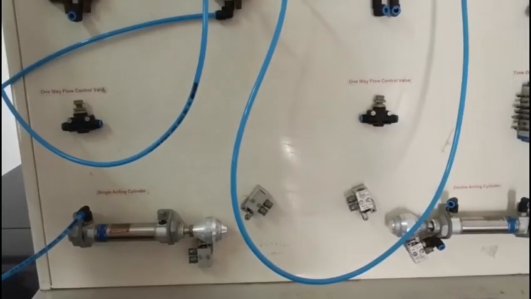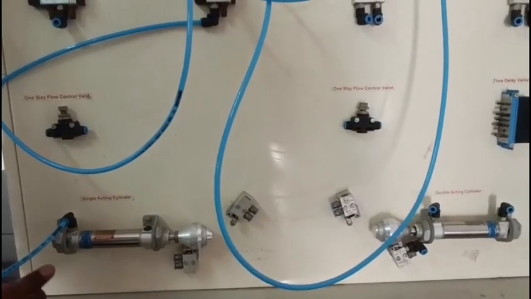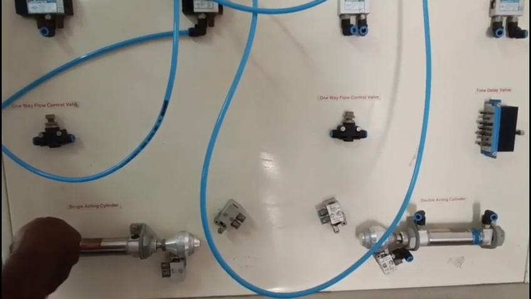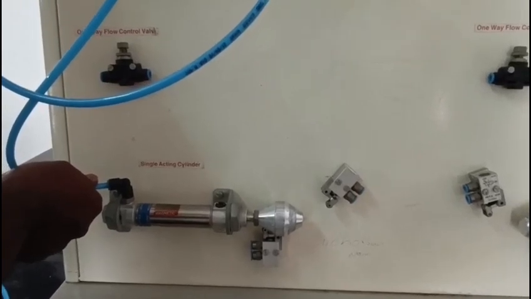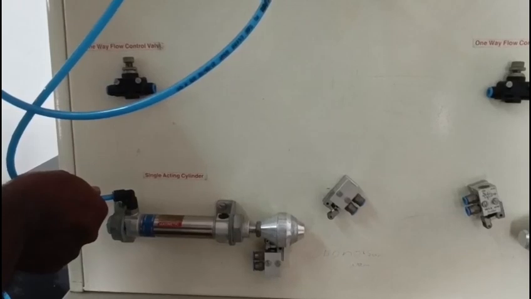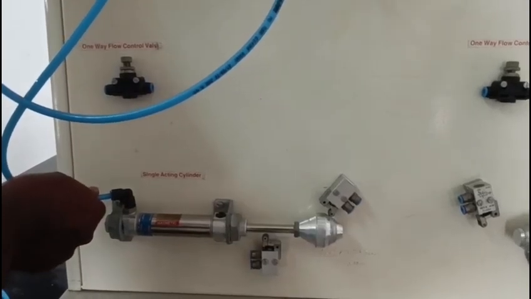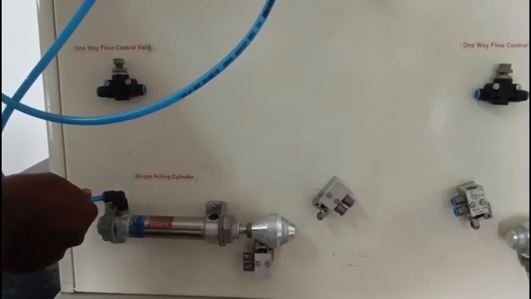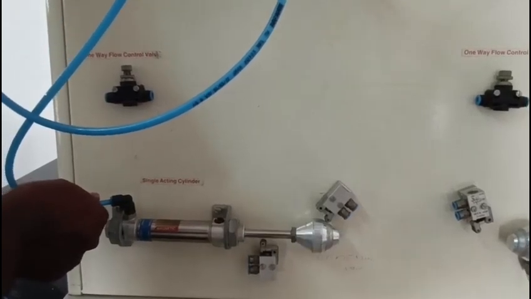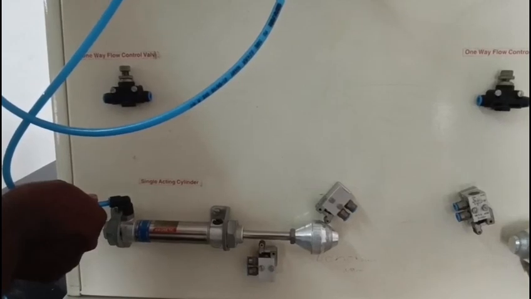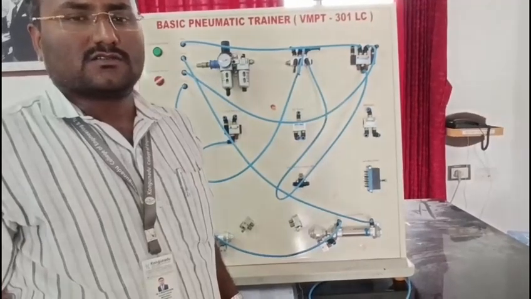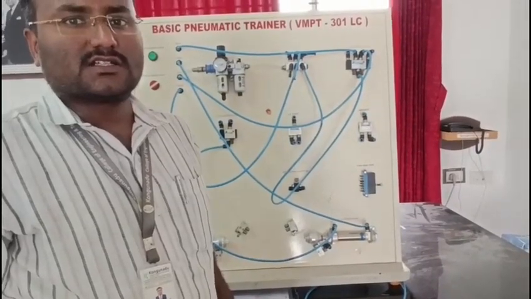Now if you press the push button, the single acting cylinder extends. Before that the air was not enough, so the single acting cylinder did not extend. So we filled enough air in the tank. If you press the push button, the cylinder will extend. If you release it, the cylinder will retract. If you press the push button, the single acting cylinder extends. If you release the push button, it will retract automatically. So we have completed the hydraulic circuit and the single acting pneumatic cylinder.